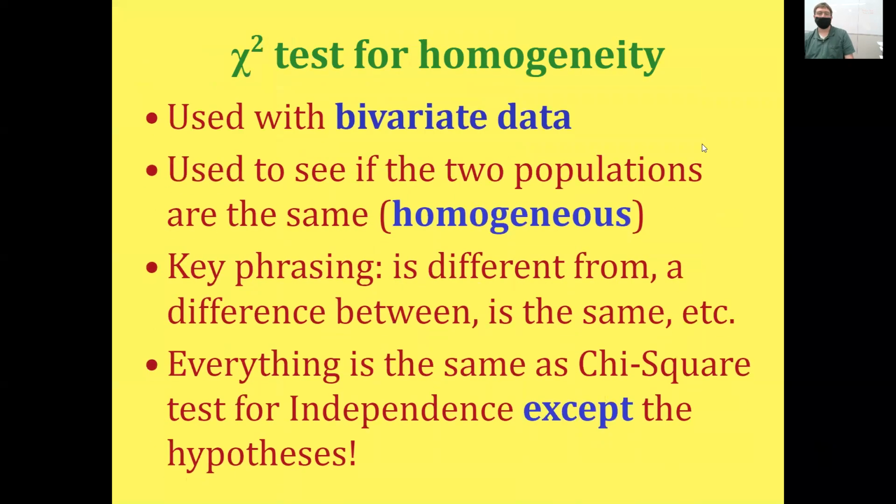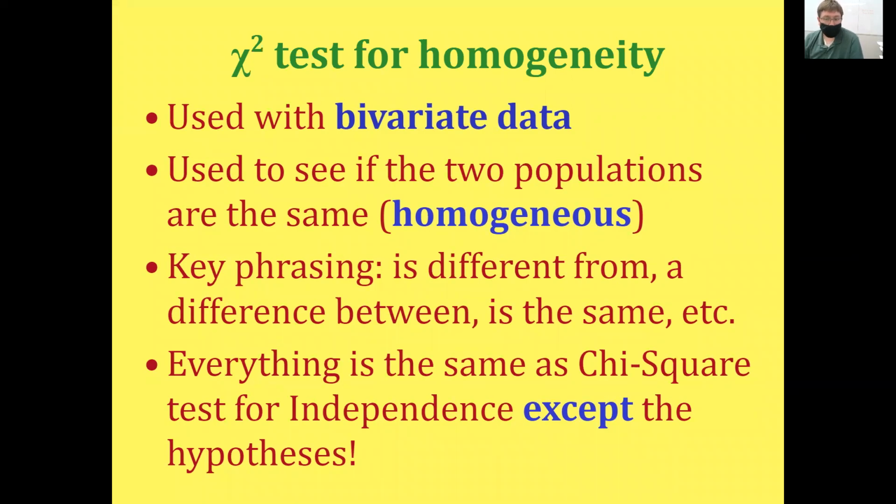Let's look at a last one, for homogeneity. It's very similar. It's used with bivariate data, used to see if two populations are the same, homogeneous or not. Those of you who have done AP Biology, I guess this is probably where you used it. You're looking at two different populations. Are these traits the same? I don't know, I haven't sat in a biology class in a long time.